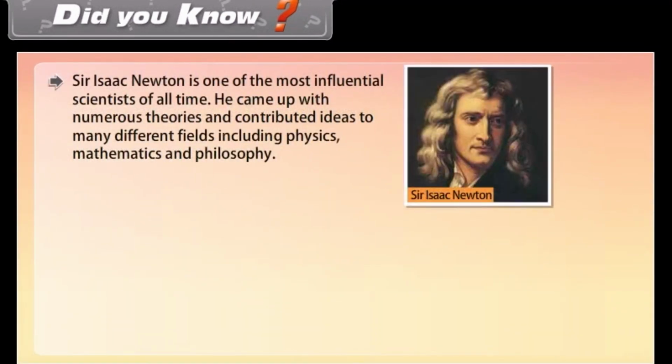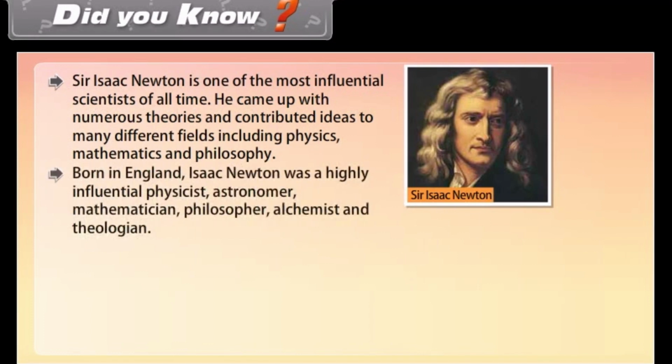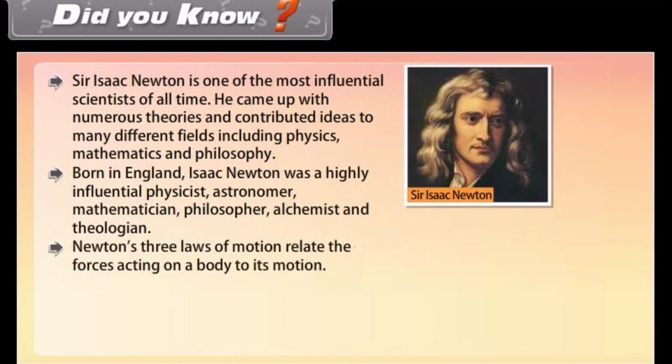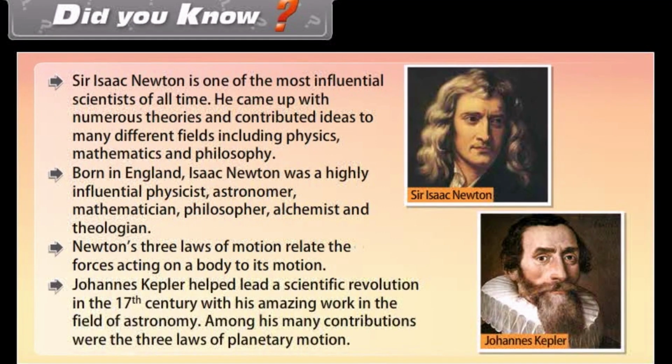Did you know? Sir Isaac Newton is one of the most influential scientists of all time. He came up with numerous theories and contributed ideas to many different fields, including physics, mathematics, and philosophy. Born in England, Isaac Newton was a highly influential physicist, astronomer, mathematician, philosopher, alchemist, and theologian. Newton's 3 laws of motion relate the forces acting on a body to its motion. Johannes Kepler helped lead a scientific revolution in the 17th century with his amazing work in the field of astronomy. Among his many contributions were the 3 laws of planetary motion.